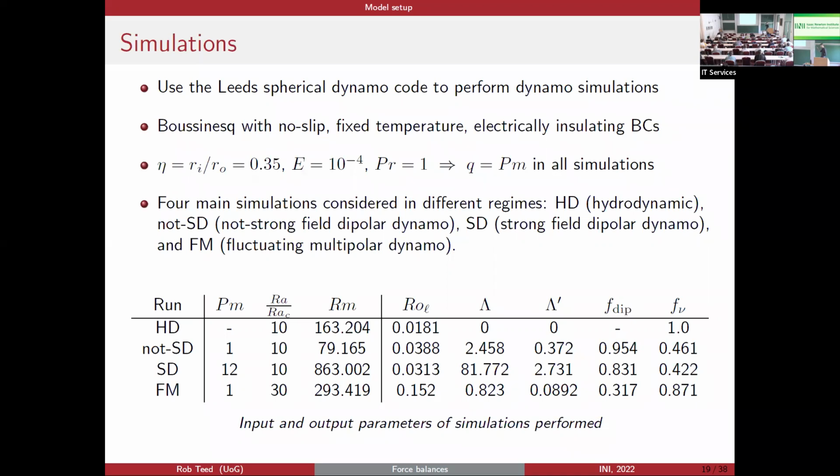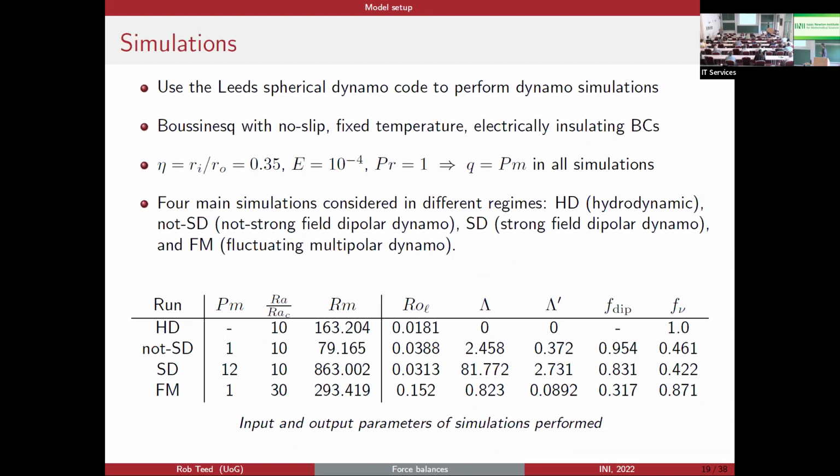So if we go back to that plot at the start where we had that weak field and strong field curve, this run is likely not on the weak field branch. So I didn't want to call it a weak field dynamo because of that. But the point is, it's different to this strong field one. So I've called it not strong field, for lack of a better name. If you've got any ideas what I should call it, then I'm open to hearing them. And then we've got a fluctuating multipolar run, since we obviously know that that's another regime you can get. So for completeness, that's included as well.